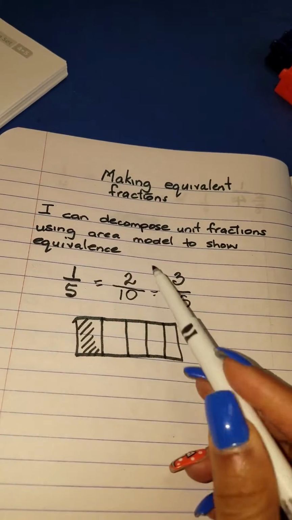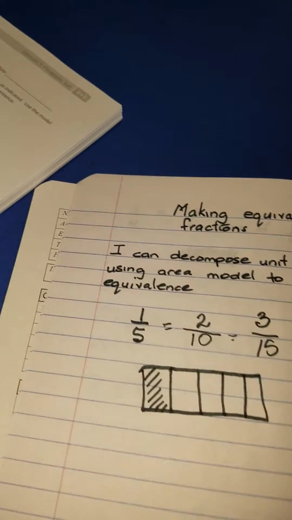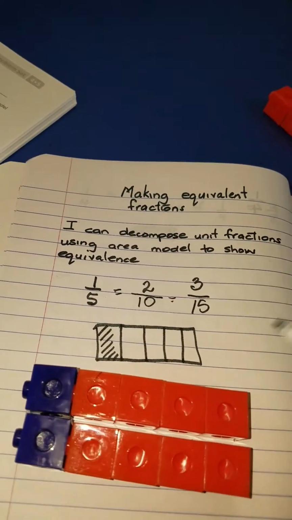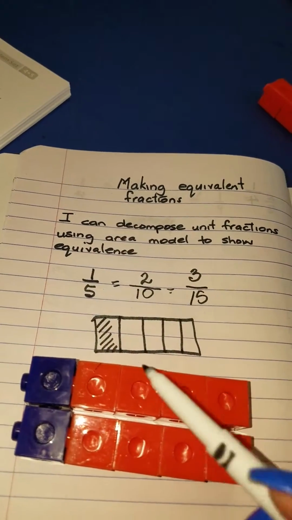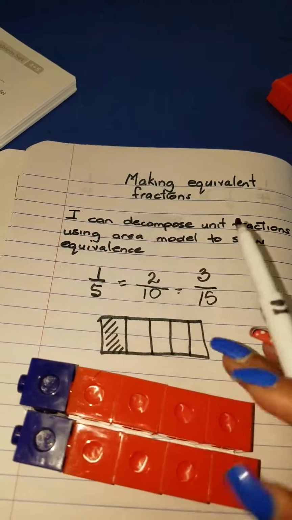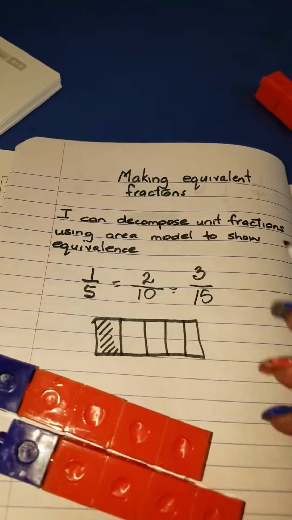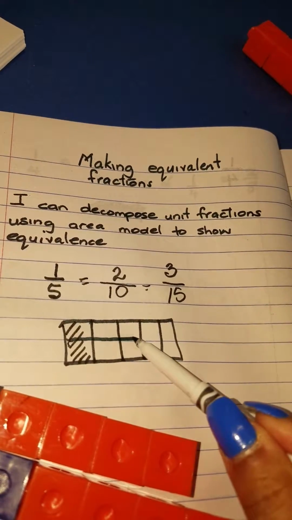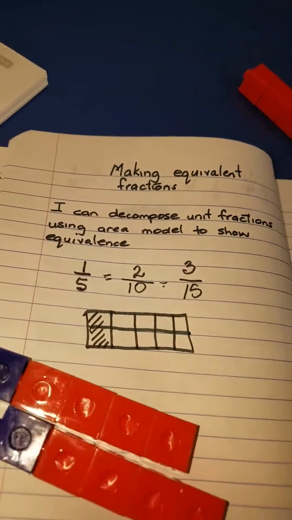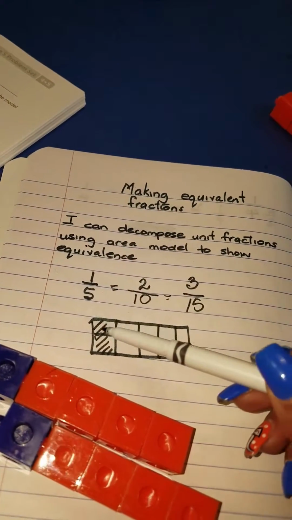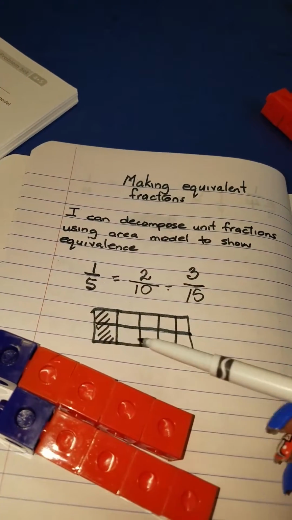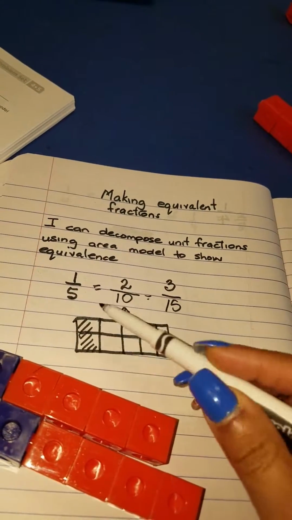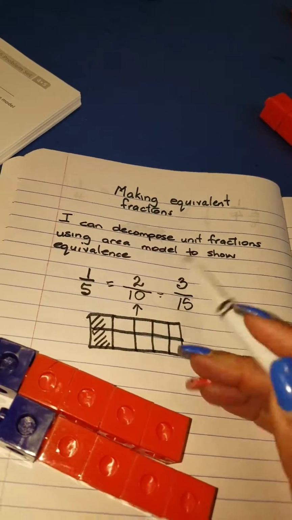Now, in order for me to get another equivalent fraction, remember what we did here? We ended up having 2 rows. If I wanted to get 2 rows with this model, I'd have to cut this model in half, so I'd have 2 parts. Now, if I cut it to get 2 rows, I have 1, 2, 3, 4, 5, 6, 7, 8, 9, 10, which matches up to that denominator. And how many parts are now shaded? That would be 2 parts.